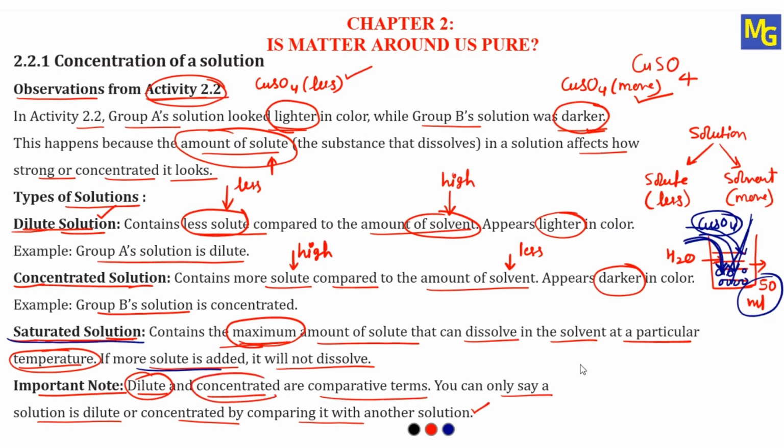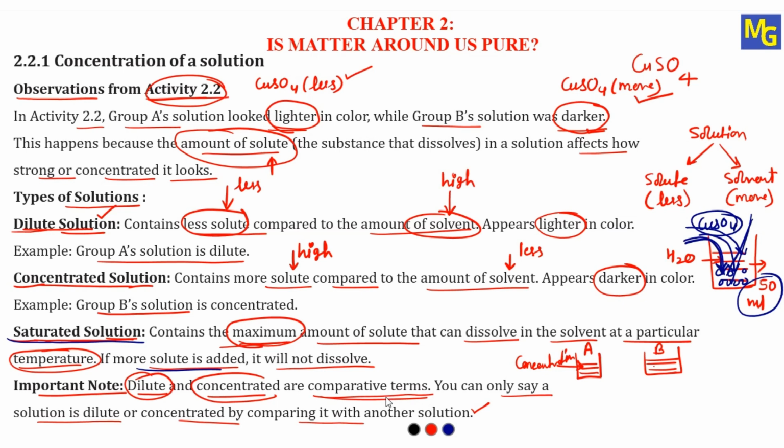Even if you say concentrated, imagine there is one beaker and there is one solution. If you are going to say this solution is a concentrated solution, then you have to say that in this solution solute is higher than solvent. But compared to what? There should be another solution with which you can compare. So if you compare these two beakers, you can say this beaker, I'll say A, is concentrated, then the other beaker, I'll say B. That's why, remember, dilute and concentrated are comparative terms.